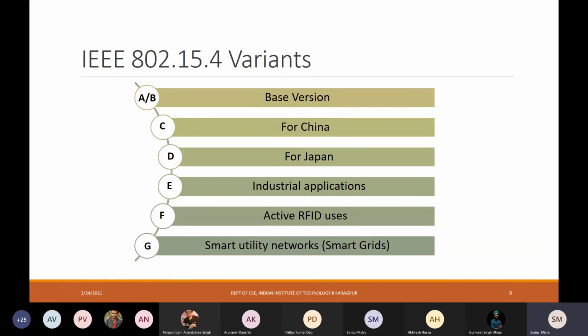There are different variants of the standard. There is the base version, which is the A version and the B version. Then for China there is the C version, 802.15.4C. For Japan it is the D version, 802.15.4D. For industrial applications it is E. For active RFID uses it is F, and for smart utility networks, that means smart grids, it is G. I think many of these you will be able to remember because the words start with that particular letter.